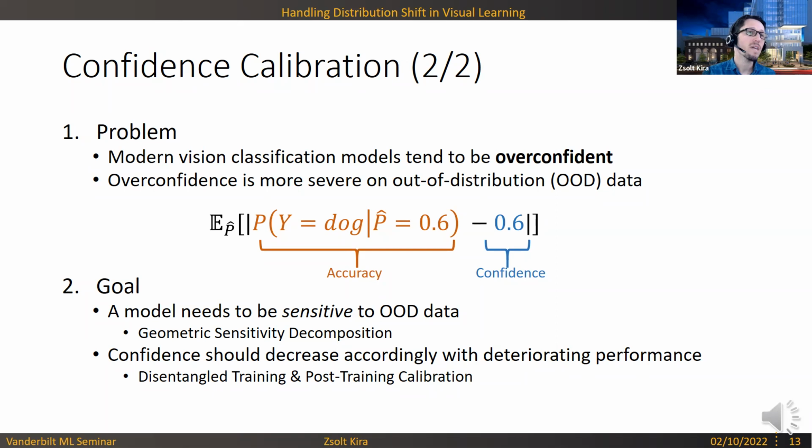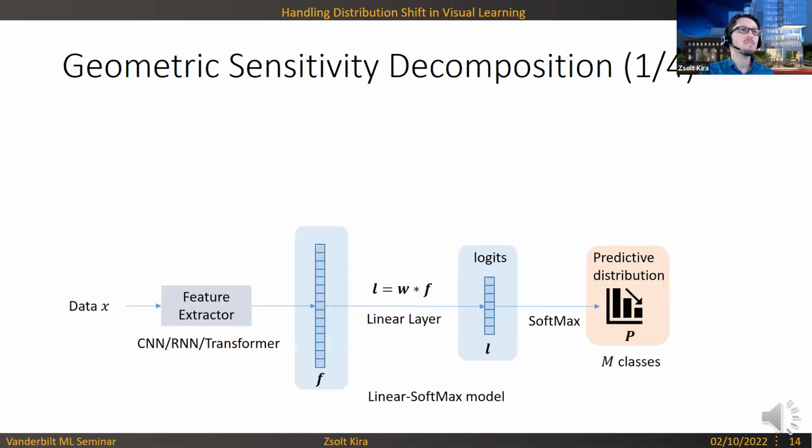And then, to make the confidence decrease according to deteriorating performance, which can be measured for calibration, we also disentangle training and have a post-training calibration. Again, all on in-distribution data. We don't assume any access to any out-of-distribution data. And so I'll go through the method, and the method really relies on a geometric interpretation of classifiers. And again, this is not something that we developed. It's something that prior methods have also talked about.